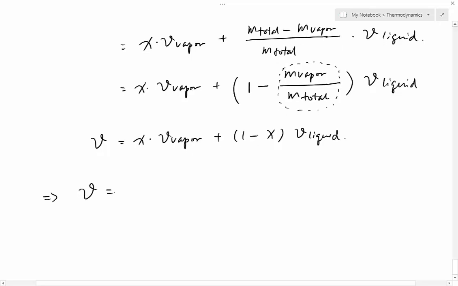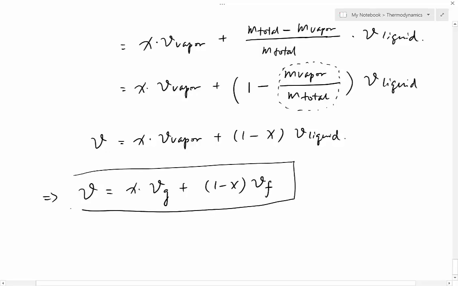If you have a mixture and you want to find the corresponding nu, the specific volume of the mixture, you have to use this equation. X times nu for vapor, which is G point, saturated vapor, plus 1 minus X multiplied by nu liquid. Saturated liquid is point F. This is the equation you can use to calculate the specific volume for a mixture.